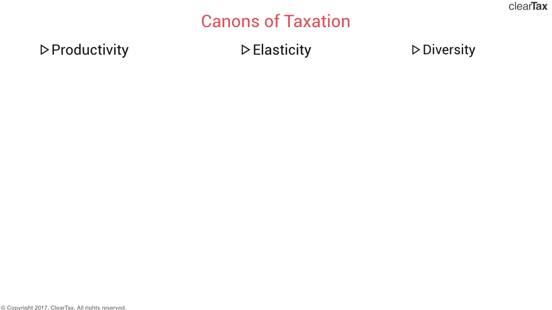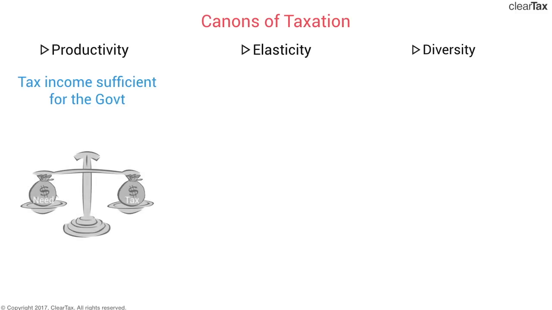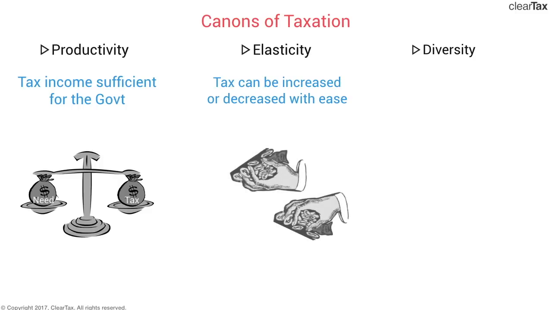The next three are more relevant to only the government: productivity, elasticity, and diversity. We'll just look at the three in brief. The canon of productivity states that the tax should be of such a nature as to yield sufficient income to the government to run all of its administrative duties. The canon of elasticity, as the name suggests, is a tax system where the government can increase or decrease the tax burden from time to time, when there's a change in revenue demand. So, the tax structure should be elastic.